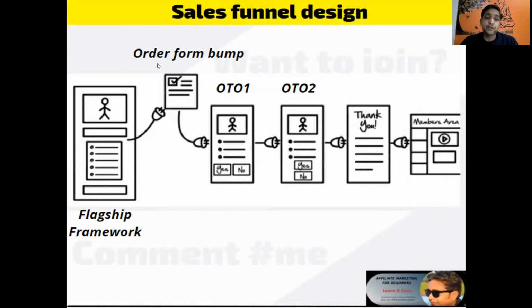Same, we will use the SMTP and Stripe plugins in the order form bump, OTO1 and OTO2 also. In the thank you page, we will only use SMTP just to say thanks to them. And again, we will have a members area. And if you want to use a custom domain, you need to choose one, and we can process that too.